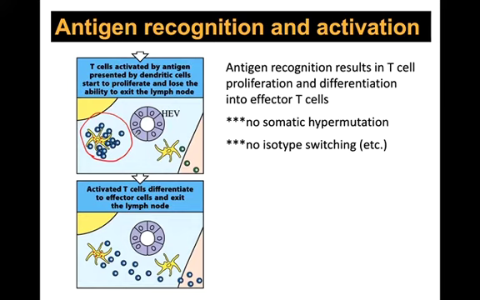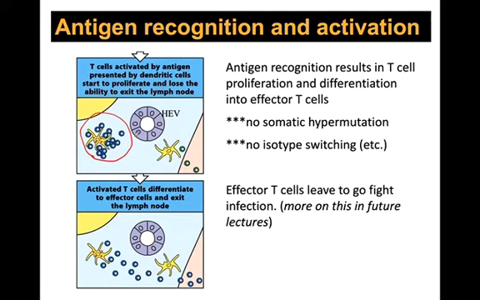T cells don't adapt based on their receptor. T cells adapt by changing the cell, okay, rather than the receptor. Now, once this happens, your effector cells leave to go and do their job.